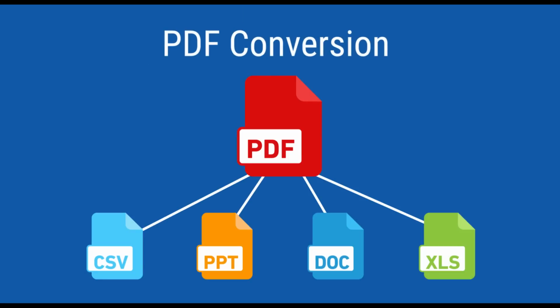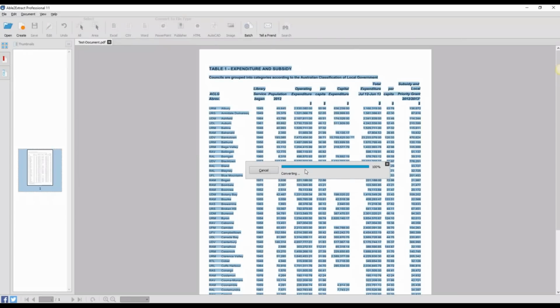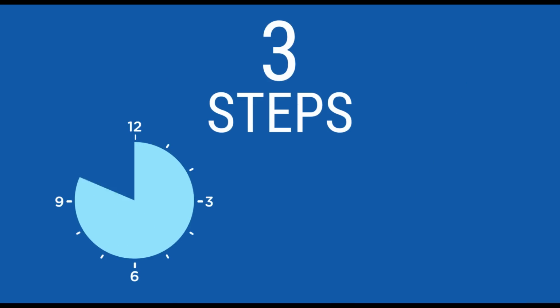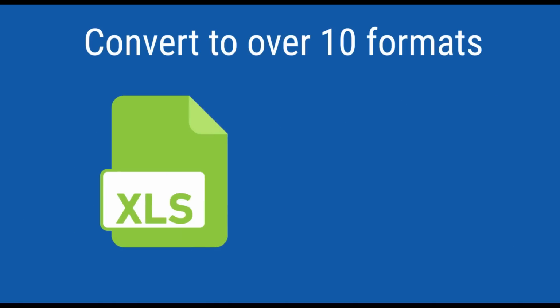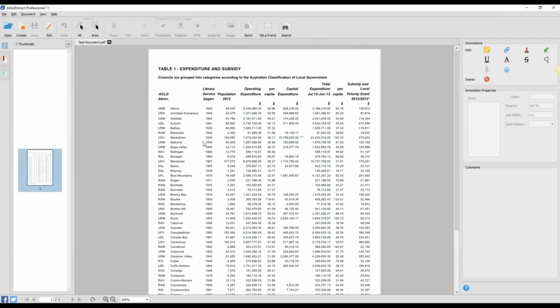PDF conversion. With Able2Extract Professional 11, you get powerful conversion features right at your fingertips. In just 3 steps, you can save your time and money. Convert to over 10 formats, such as Excel, Word, PowerPoint, OpenOffice, text, and more. No other downloads required. And unlike with other tools, you get hands-on precision with your converted Excel data.